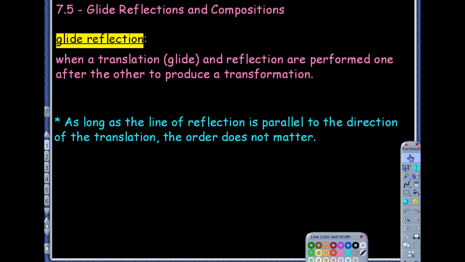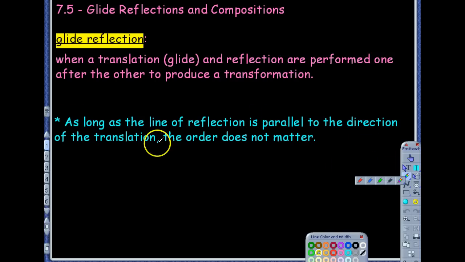A glide reflection is basically a combination of a translation, there's your glide part, and a reflection that are performed one after the other to produce a single transformation. So it's basically a combination of two transformations to make one complete transformation. Now, this part in blue is kind of important for you to understand.